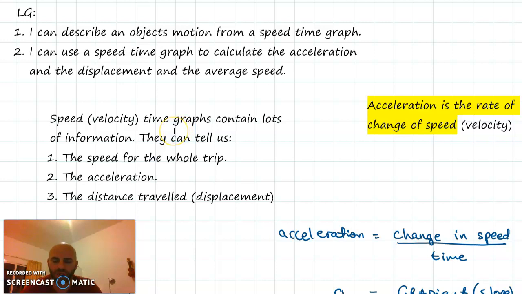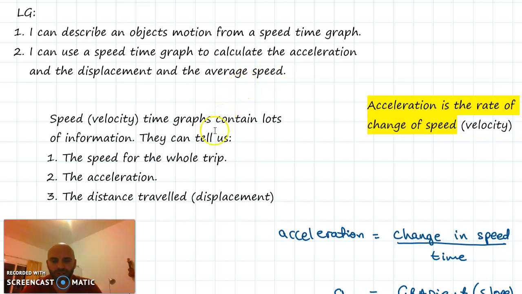Okay, so it's just not something I want you to worry too much about right now. We'll come into it in a bit more detail in a while. So the first thing we want to be able to do from this is describe an object's motion from a speed-time graph, and then use the speed-time graph to calculate something called acceleration and the displacement, and then we'll go for the average speed as well at the end of it. Okay, there's quite a lot in this.